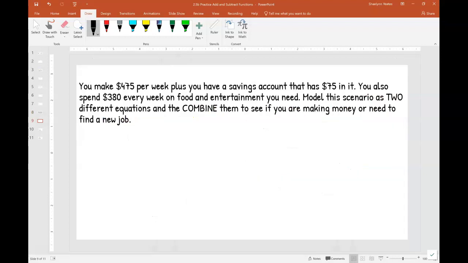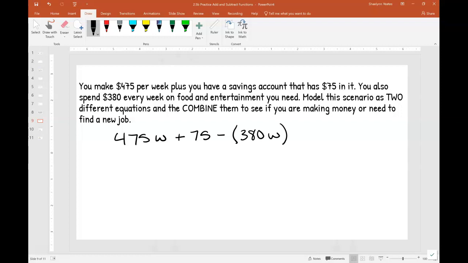Alright, let's take a look at this. This is a word problem. We're going to be fine. You're going to be just fine. Okay, let's say you make $475 per week plus what you have in your savings account that has $75 in it. Okay, so I make $475 per week plus my $75 in my savings account. You also spend, so I'm going to be subtracting this, $380 every week on food and entertainment. And I'm not spending a set amount, so that's nice.